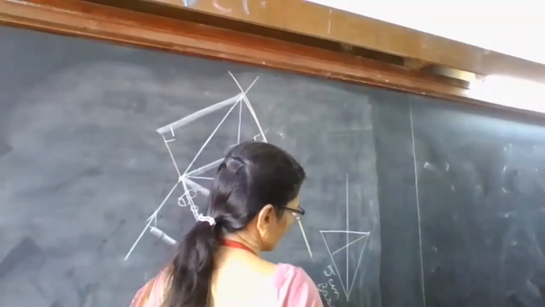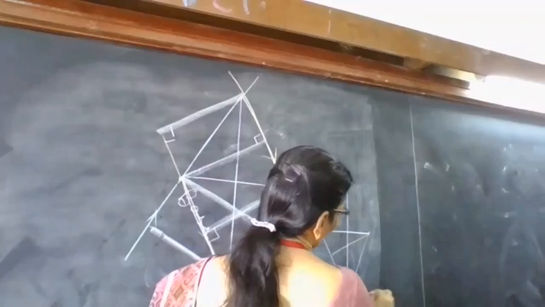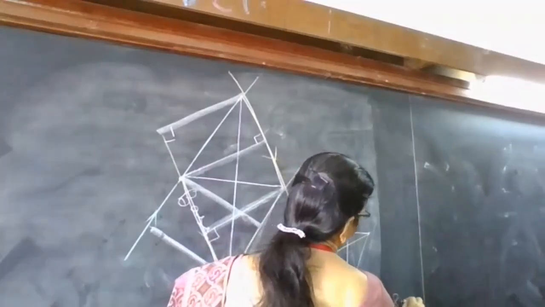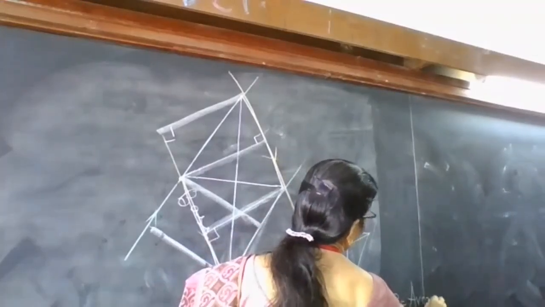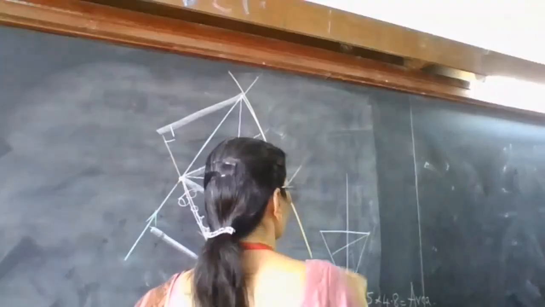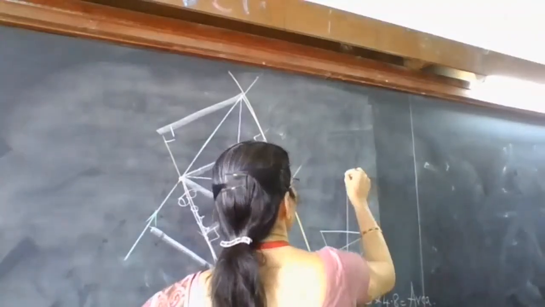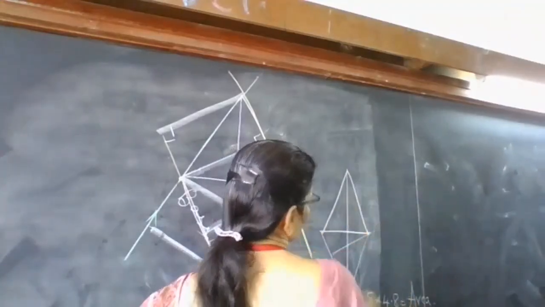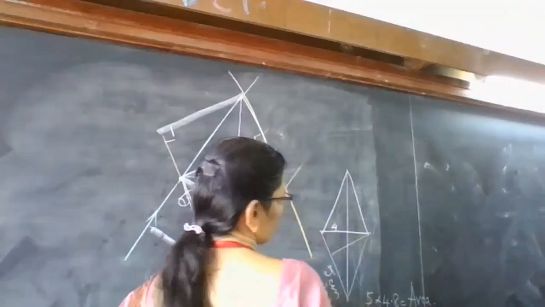Okay. This is the height, 4.8. 5 into 4.8 is the area. Correct, no? Base into height. Now, without that I can find it out. This is given as 4. Correct?